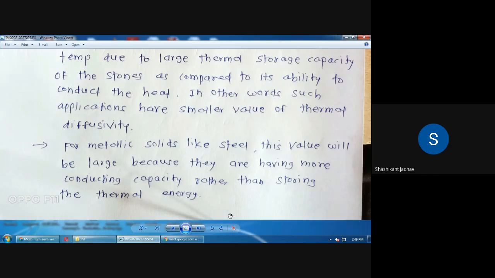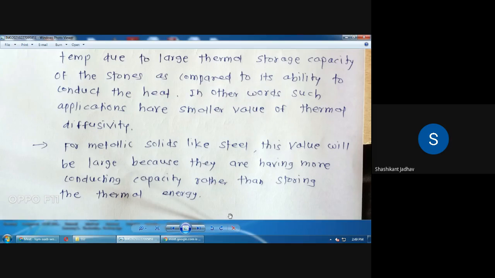जे काही मेटल्स असणार आहेत स्टील वगैरे तर त्याच्यामध्ये हीट कंडक्ट मॅक्झिमम होते ॲज कम्पेअर टू दी स्टोरिंग दी हीट. सो देअरफोर फॉर दिस मेटॅलिक सॉलिड द हायर थर्मल डिफ्युजिव्हिटी इज देअर. ओके, मोर कंडक्टिंग कॅपॅसिटी रादर दॅन स्टोरिंग दी थर्मल एनर्जी. ओके, ही दोन्ही एक्झाम्पल लक्षात ठेवा.